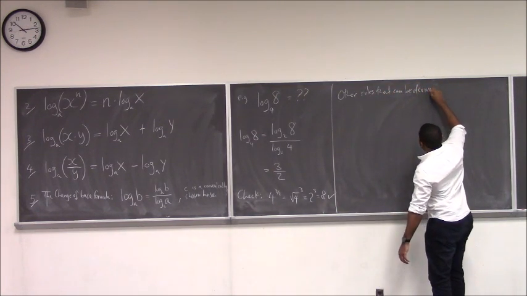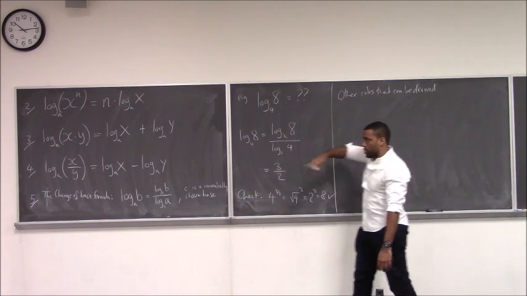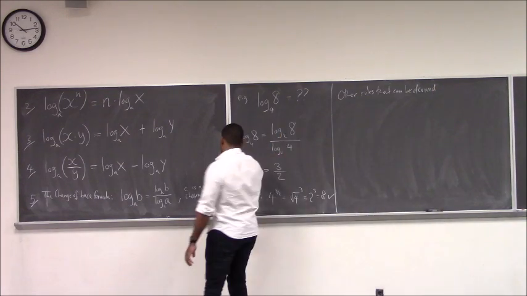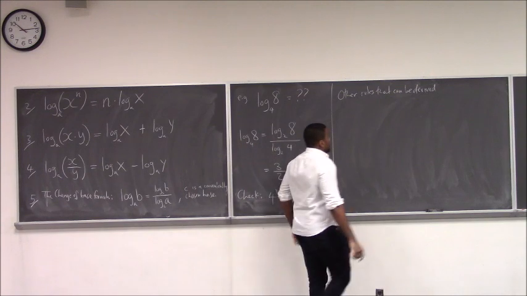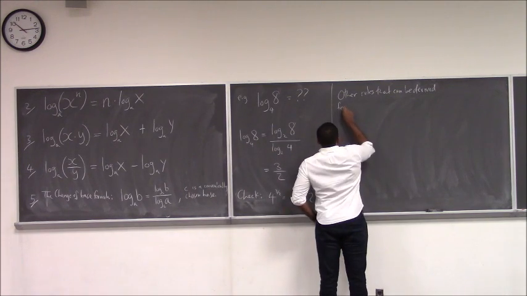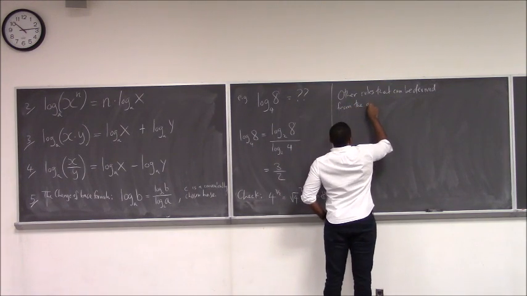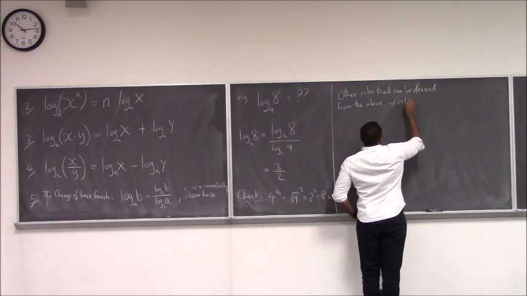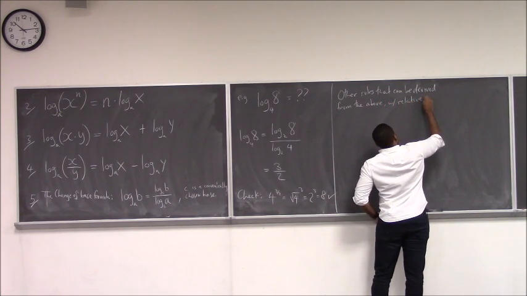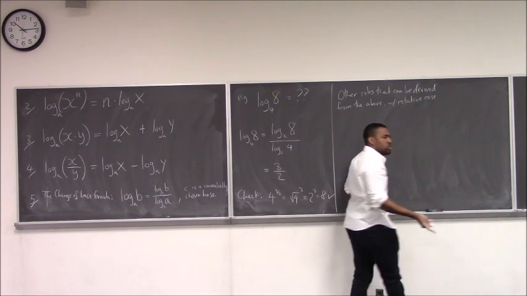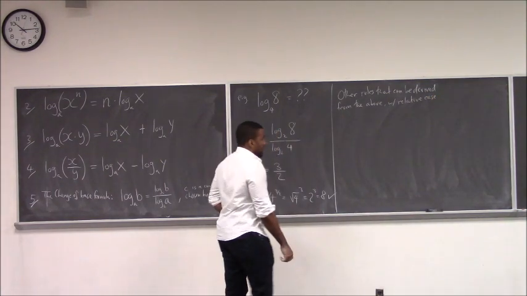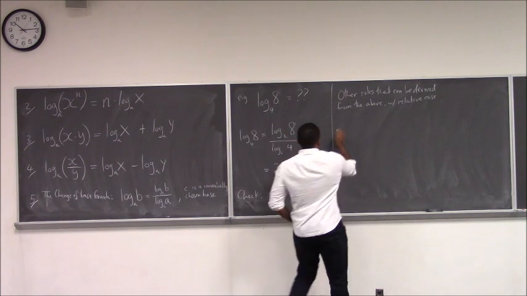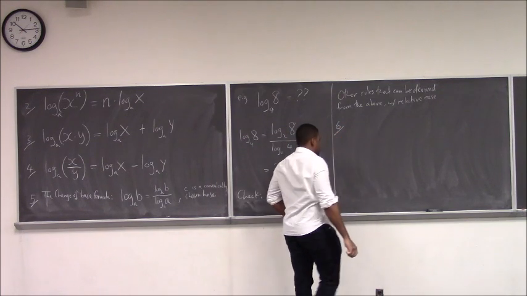So these rules I've given you so far are super important. You should have all these first five rules memorized. There are other rules that can be derived from the above with relative ease. So technically you don't have to memorize them, but I would recommend you do. It'll make your life a lot easier. So let's talk about rule 6.